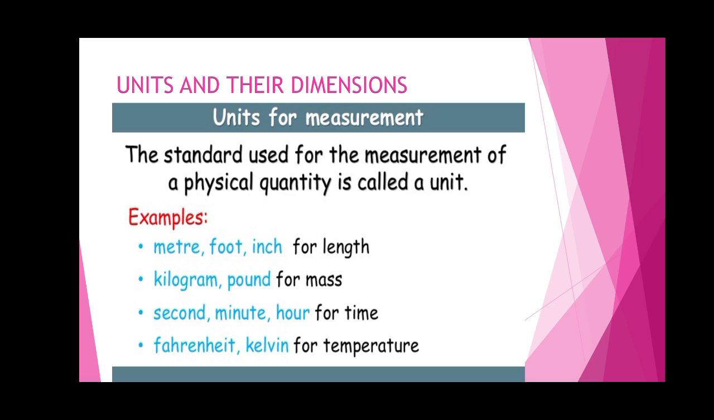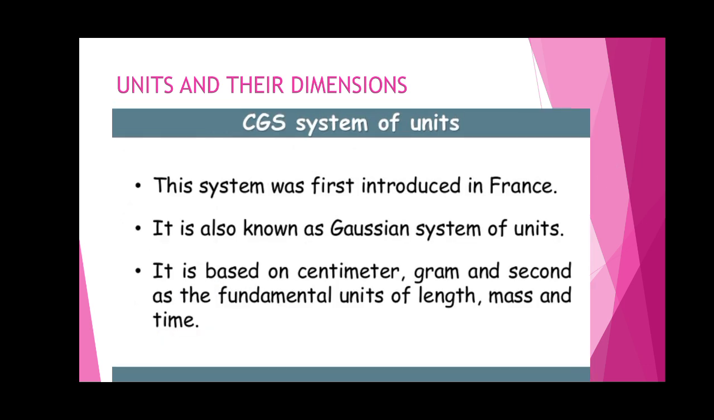So, what is a unit? A unit is the standard which is used for the measurement of a physical quantity. We have examples: meter, foot, inch for length, and kilogram, pound for mass. And for measuring time, we are using units such as second, minute, and hour, and Fahrenheit, Kelvin, and Celsius for measuring temperature. We have several types of systems of units.